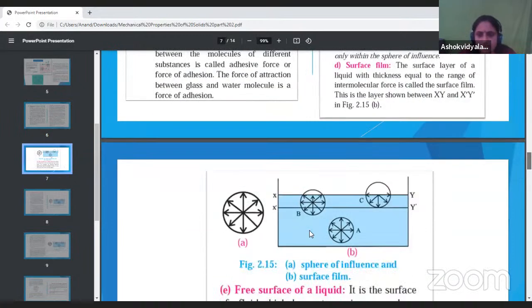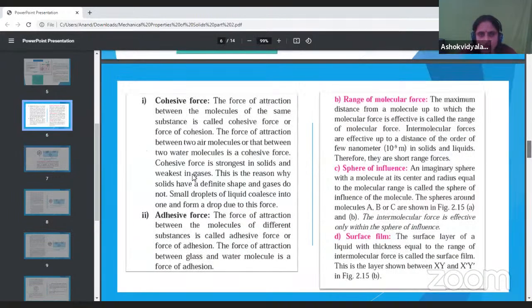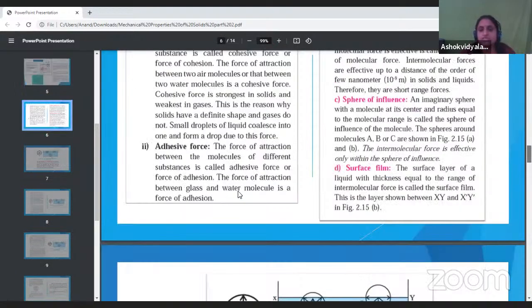आता इथे दाखवलेलं आहे बघा, C, which is the surface film. C, the surface layer of liquid with the thickness is equal to the range of intermolecular force, म्हणजे हा जो लेंथ आहे दोघांमधला, डिस्टन्स दाखवलेला आहे, that one is called as the surface film, which is the surface layer of a liquid with thickness equal to the range of intermolecular force, and this is the layer shown by xy and x dash y dash.